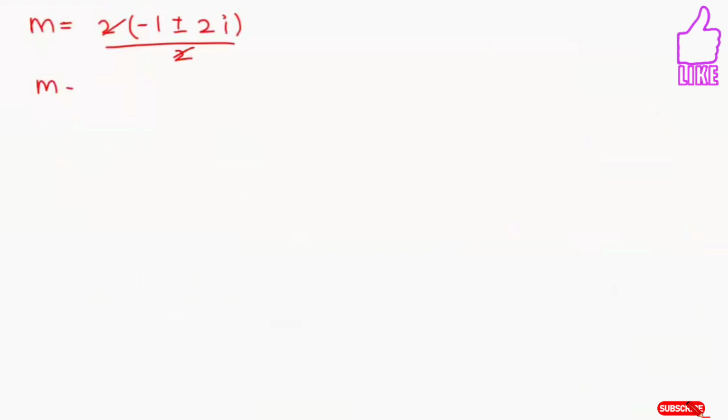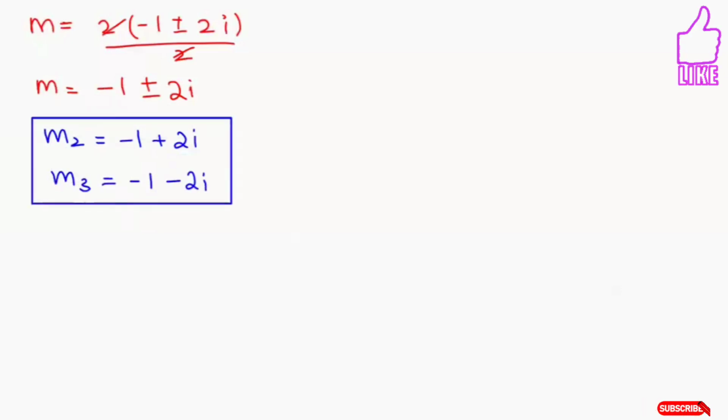So here we get the two m values. One is positive, the other one is negative. m2 we have is minus 1 plus 2 iota. m3 we have minus 1 minus 2 iota.